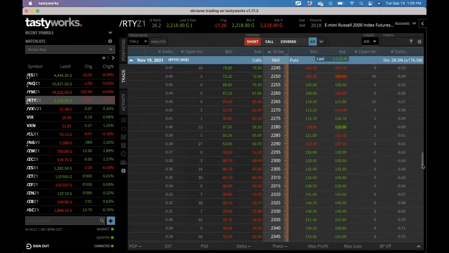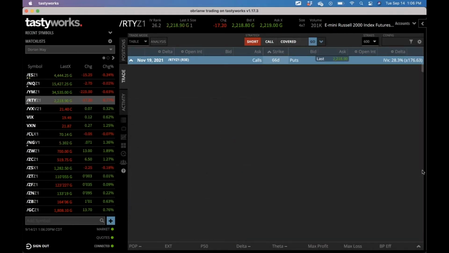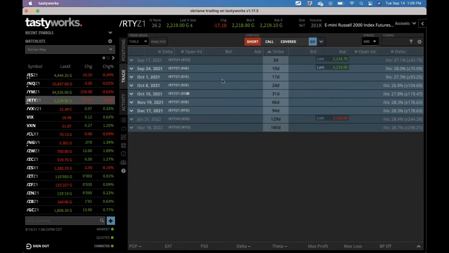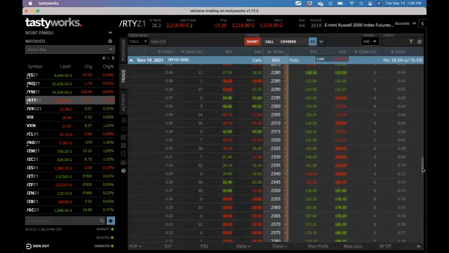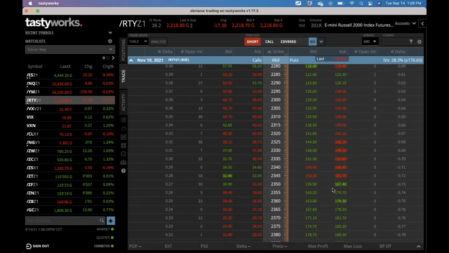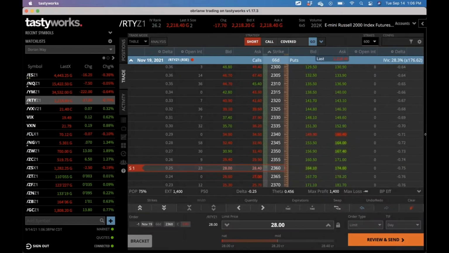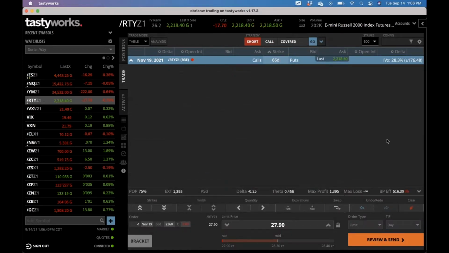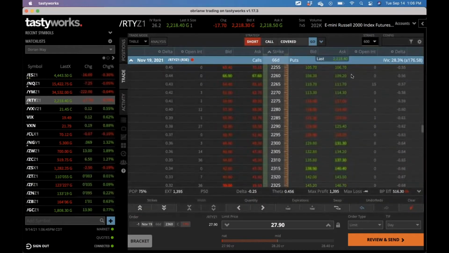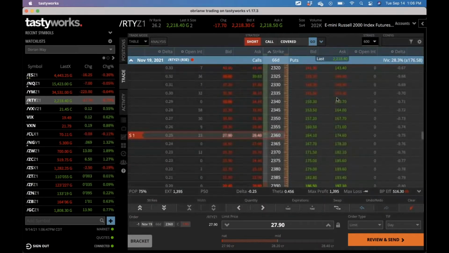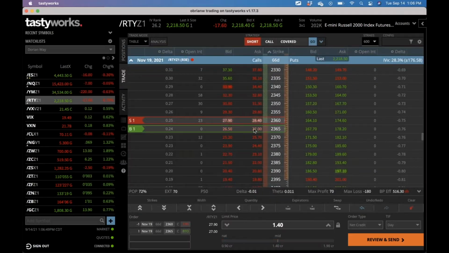So a no upside risk iron condor is structured like this. Let me see if I can get this to work without having to turn this off and reboot it. All right, so we were selling the 2360, now that the Russell has fallen some, and that's the 2360, and this is the 2365.